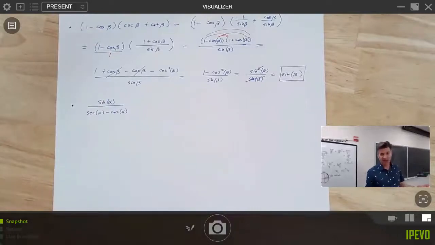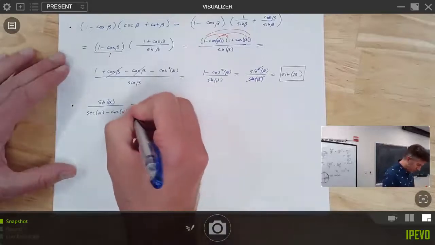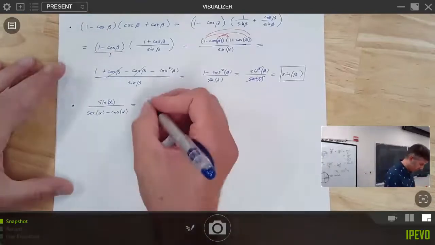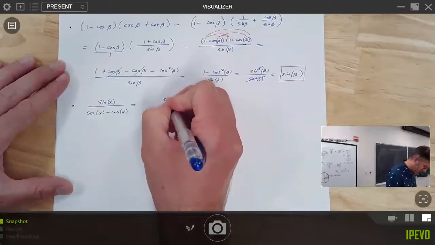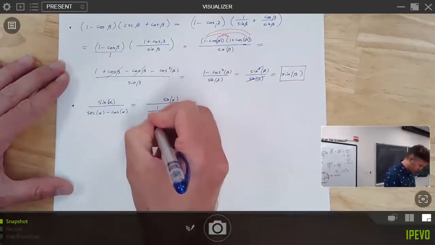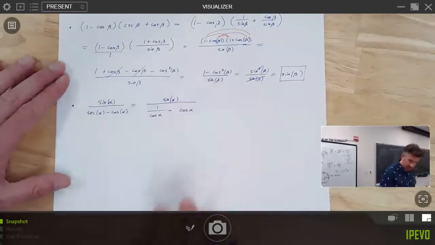And again, we're kind of at a place where it's like, I don't know what to do. So typically, anything that isn't sine or cosine, so tangent, cotangent, secant, or cosecant, one of the main tricks or plans of attack is to rewrite everything in terms of sine and cosine. So I'm going to rewrite this as sine of alpha divided by secant, which is 1 over cosine of alpha, minus cosine of alpha.